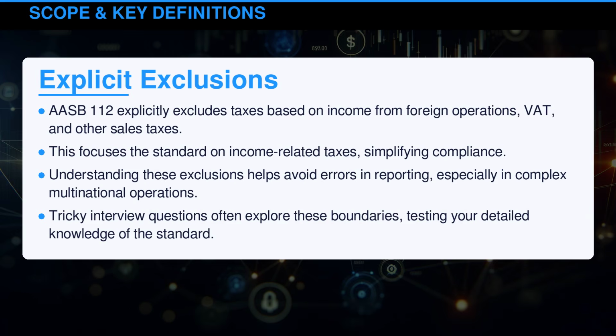AASB 112 explicitly excludes taxes based on income from foreign operations, VAT, and other sales taxes. This focuses the standard on income-related taxes, simplifying compliance. Understanding these exclusions helps avoid errors in reporting, especially in complex multinational operations. Tricky interview questions often explore these boundaries, testing your detailed knowledge of the standard.